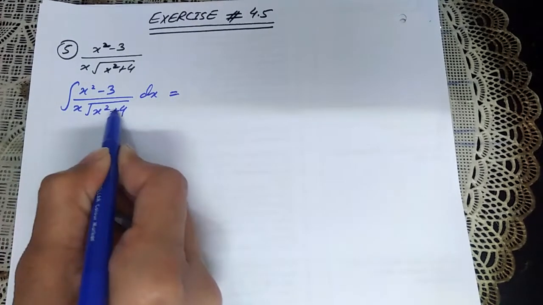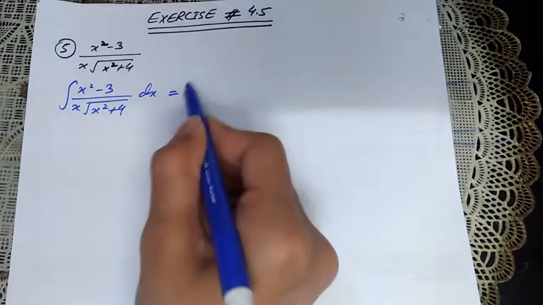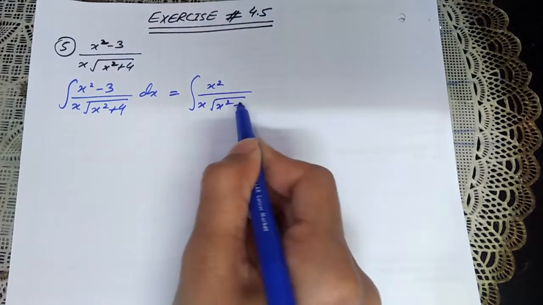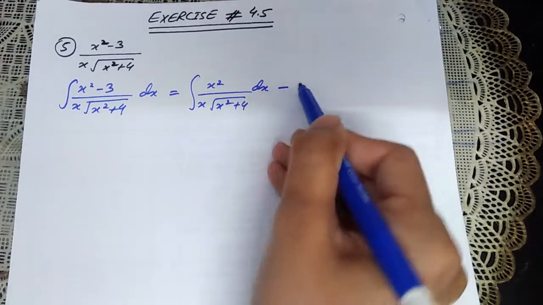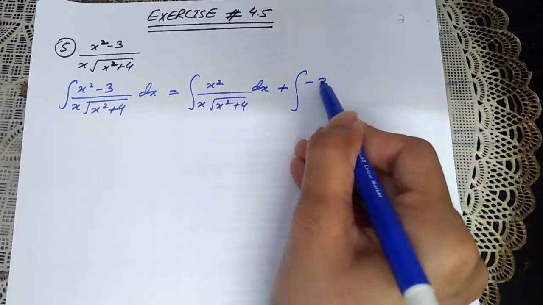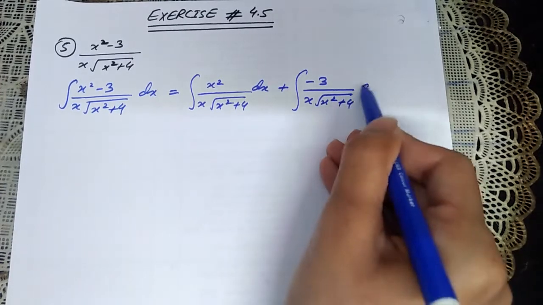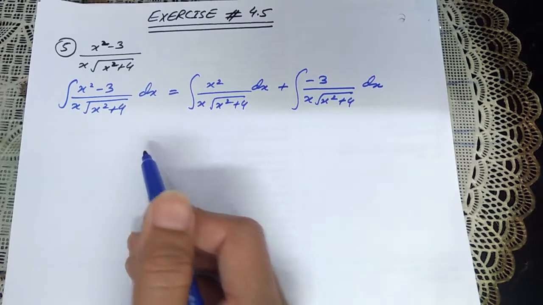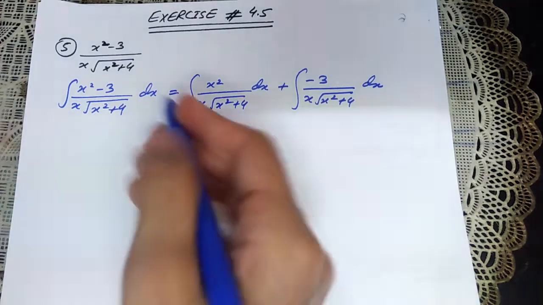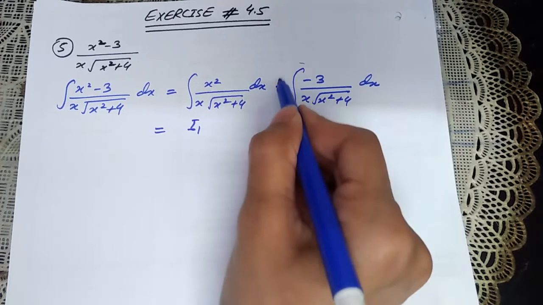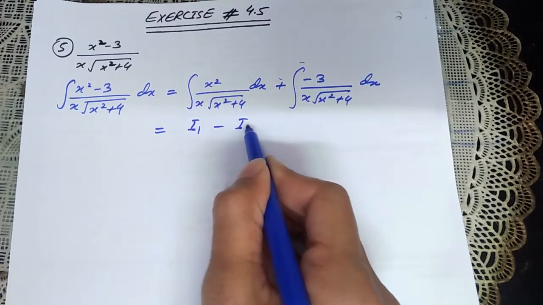We can separate our denominator below these functions, like x² over x into under root x² + 4 dx, and then plus integral negative 3 over x into under root x² + 4 dx. Now we can write it like I1, take this negative sign outside, negative I2.